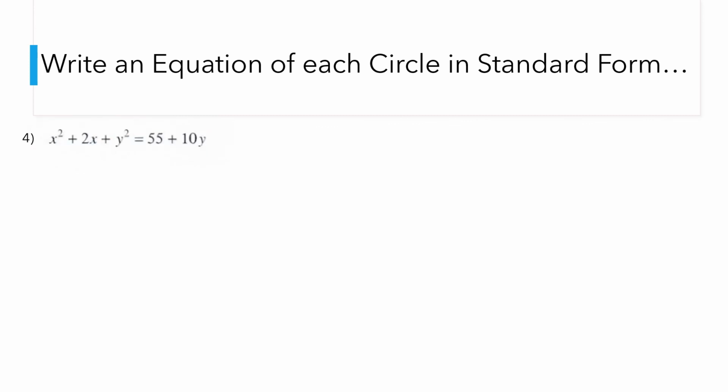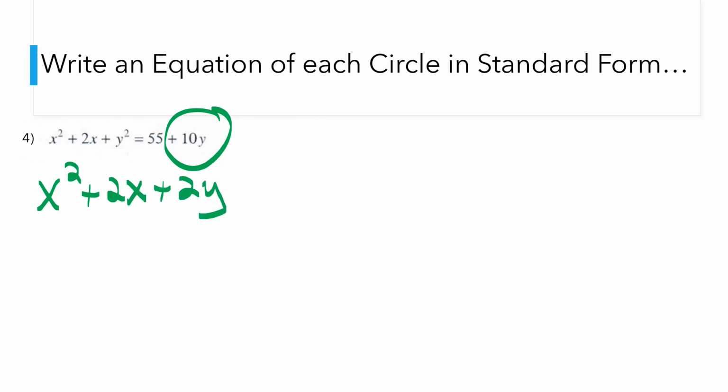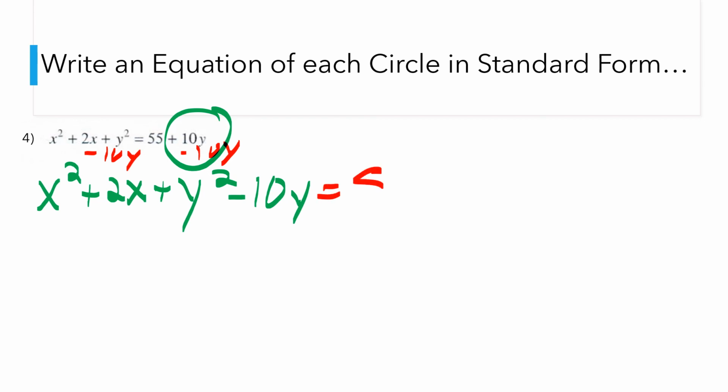Last problem. Praise God. All right. Sorry, stretching my back. First thing I want to do here is, again, get this to look how we need it. We need all the x's and y's on the same side, so hopefully everyone realizes this has to move. So we'll have x squared plus 2x plus y squared minus 10y, because we're going to, again, move that over, equals 55. And then from there, let's get to grouping.